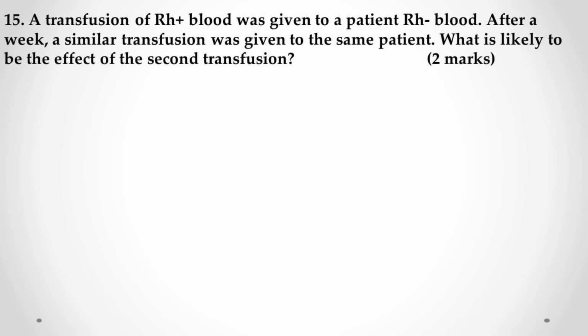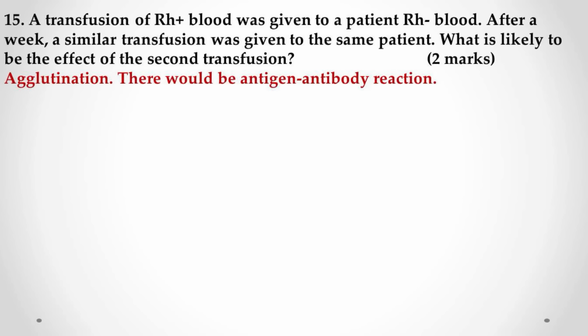Question 15. A transfusion of rhesus positive blood was given to a rhesus negative patient. After a week, a similar transfusion was given to the same patient. What is likely to be the effect of the second transfusion? The effect of the second transfusion would be agglutination, whereby there would be an antigen-antibody reaction.